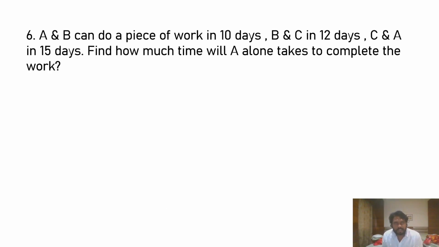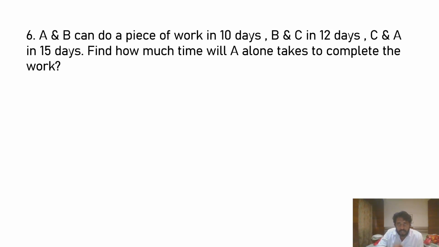Now the next problem is this. It's a little bit similar, but some extra things are there. A and B can do a piece of work in 10 days, B and C in 12 days, C and A in 15 days. Find how much time A alone takes to complete the work. In this problem, the working time of pairs of persons was given, and he is asking you to calculate the individual time of A.